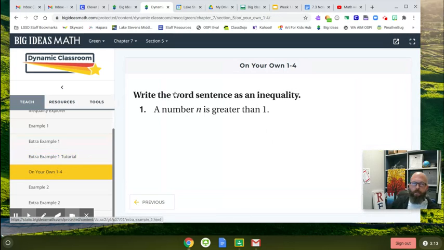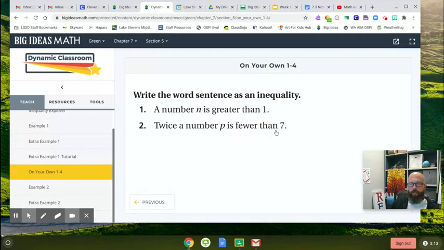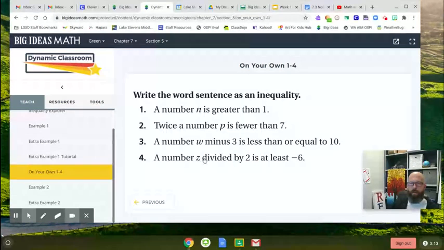Let's try these four. We'll do them together. Write the word sentence as an inequality. A number n is greater than 1. Twice a number p is fewer than 7. A number w minus 3 is less than or equal to 10. And a number z divided by 2 is at least negative 6.